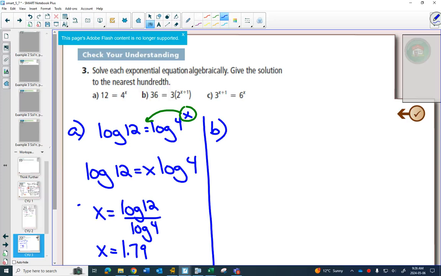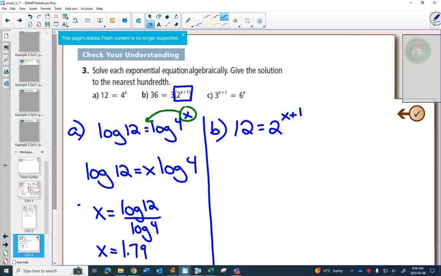Part B. If I was solving this one, I would first say, here's my power. Could I easily get that power by itself? Yes. What would I have to do? I'd have to divide both sides by 3. If you can get the power by itself, you should do that. I'm going to divide both sides by 3. It'll just make your work with logarithms shorter.